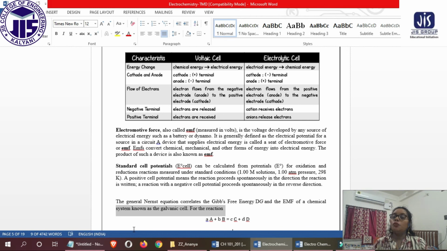Okay. What do you mean by EMF, electromotive force? What do you mean by standard cell potential? How can you define the standard cell potential? These are some of the types of questions you can have from this portion. Next day we will discuss the Nernst equation, and we will see how, through this equation, the Gibbs free energy is related to the EMF.